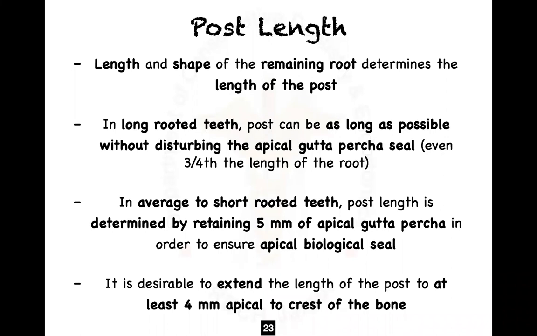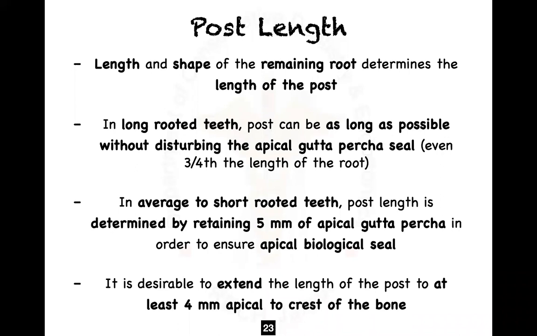In average to short rooted teeth, छोटे दांत है, average height है, उसका क्या करेंगे? The post length is determined by retaining 5 mm of apical gutta percha in order to ensure apical biological seal. इसमें भी वही सेम चीज अप्लाई कर रहे हैं, बट तुम कितनी लेंथ रखोगे that depends कि whether or not you're respecting the apical gutta percha and keeping it to maximum 5 mm, minimum 4 mm. इतनी तो रखनी ही पड़ेगी. उसके बाद जो लेंथ है वो you can use as the post length.